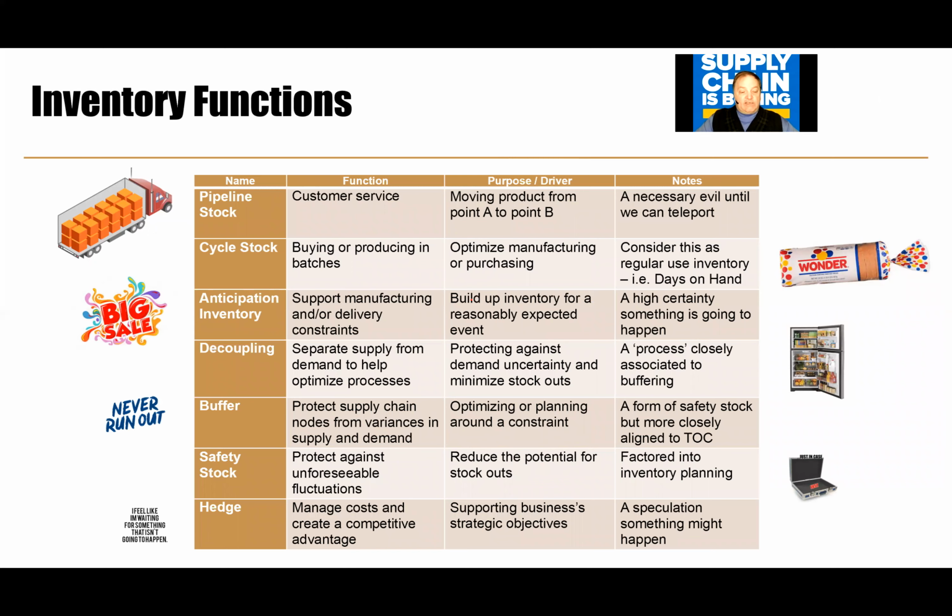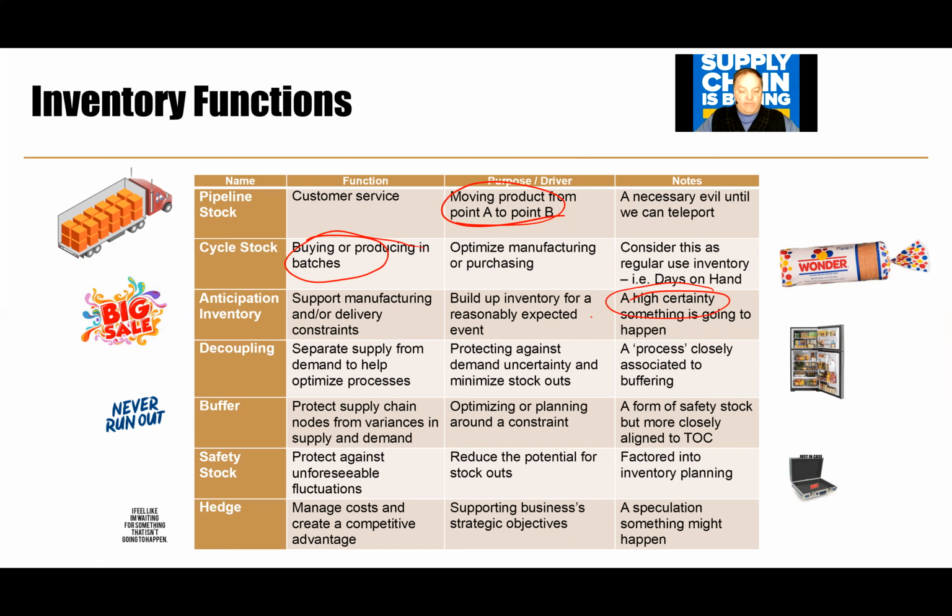In summary, pipeline stock is associated to moving product from point A to point B to support the logistics time and place utility. Cycle stock is a function of buying or producing in batches to optimize manufacturing or purchasing and references daily usage. So think about that as lot sizing. Anticipation inventory is a function of manufacturing and/or delivery constraints driven by the planned inventory buildup based on a highly probable event, high certainty something will occur.